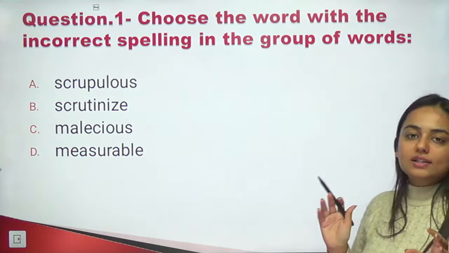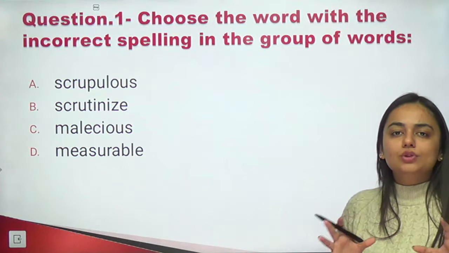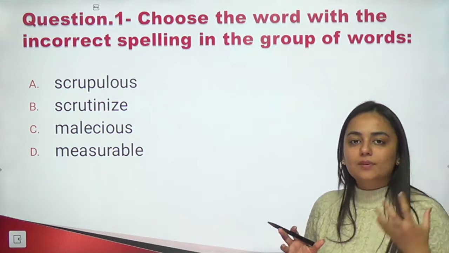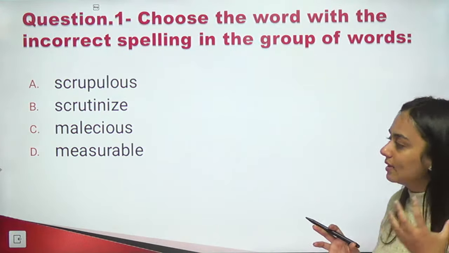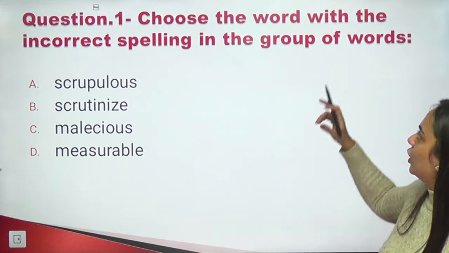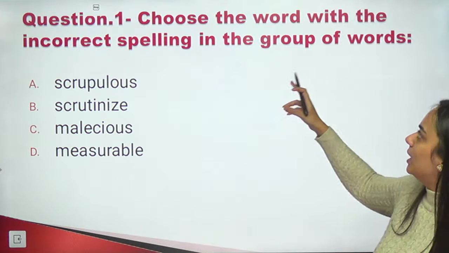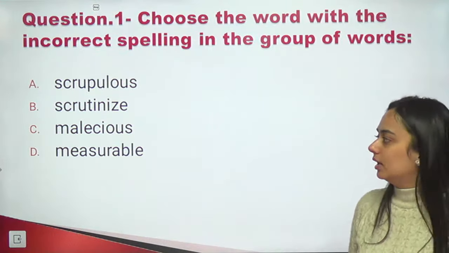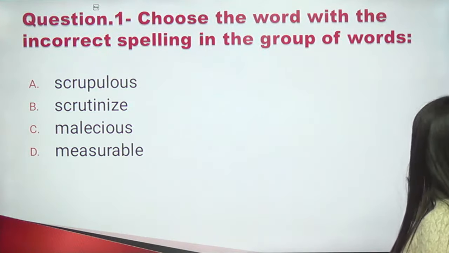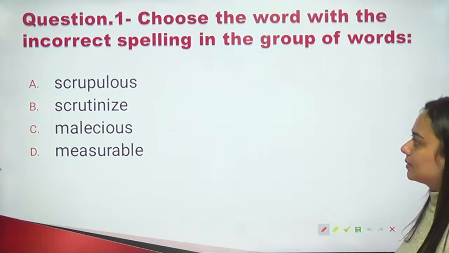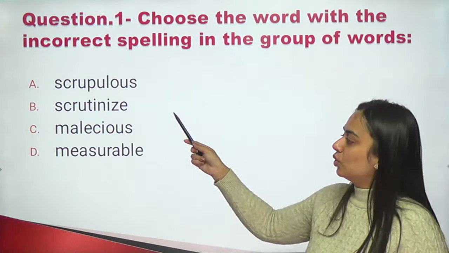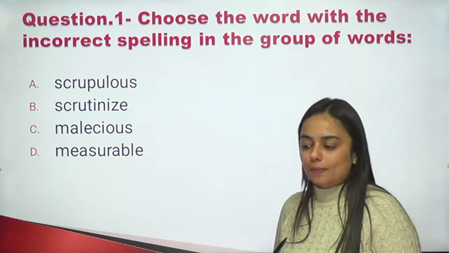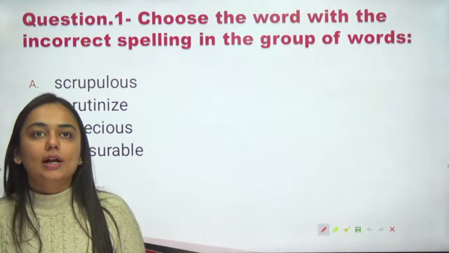So let's now practice some questions. We've tried to do some of the rules, though there are n number of rules for this. We've taken some very important ones. Let's now see and practice some questions. Question 1 is choose the word with the incorrect spelling in the group of words. So this is the format you can get questions in. Quickly try doing this one and drop in your answers. I'm waiting for your responses. Scrupulous, scrutinize, malicious, and measurable. Quickly write down your answers in the chat box, please.